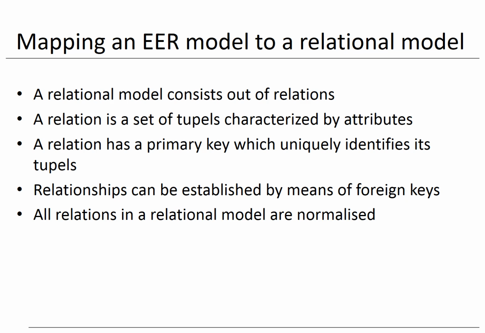Let's again start by briefly revisiting the key concepts of a relational model. A relational model consists out of relations. A relation is a set of tuples characterized by attributes. It has a primary key which uniquely identifies its tuples. Relationships can be established by means of foreign keys, which typically refer to primary keys. We will assume that all relations are normalized, such that no ambiguities or redundancies are left in the model.